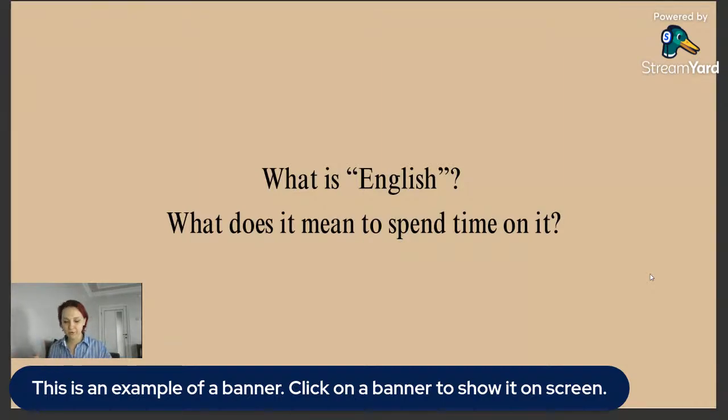Again, I will pause for a second and give you a chance to think. When I ask you this question, how much time do you need for your English? What is this English in this sentence for you personally? What does it mean to spend time on English? What does it mean for you? Again, I'll give you a little bit of time to form this answer. What is English for you?